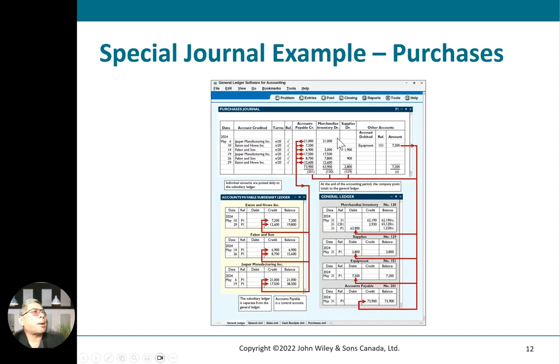Alright, here is an example on the purchase side. You have the accounts payable, all of them from Ethan all the way to Jasper. And then you have the general ledger as well: merchandise inventory, supplies, equipment, and accounts payable. This is typical general ledger software for accounting.